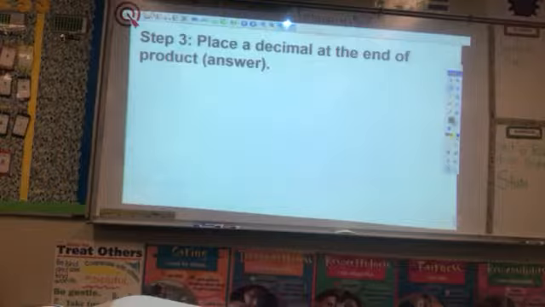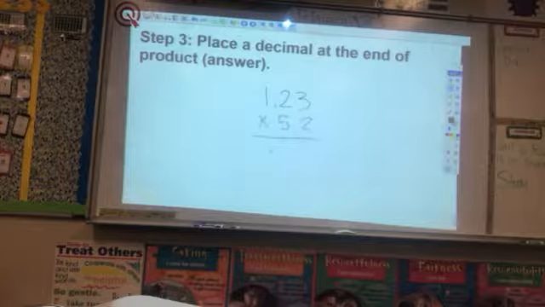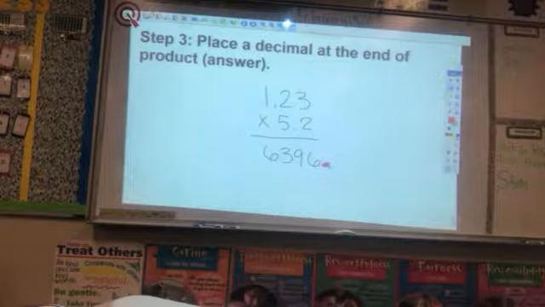So once we do that, it says that in the product, we are going to place a decimal at the end. So we've already done the work on the previous slide. I'm just going to write the product, and then I am going to place my decimal at the end to the right of that number.